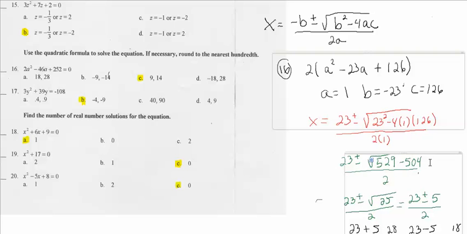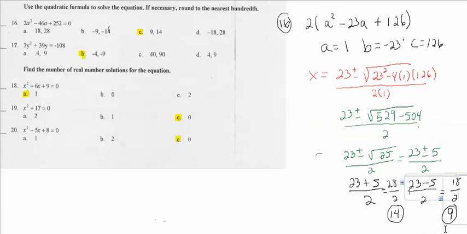So now I've got 23, and I've got plus or minus the square root of 529 minus 504. That ended up being the square root of 25. So I have 23 plus or minus the square root of 25, which is 5, and all over 2. So then I went down, and I said 23 plus 5 is 28 over 2, or 14, and 23 minus 5 is 18 over 2, so 9. So that's how I got that answer.